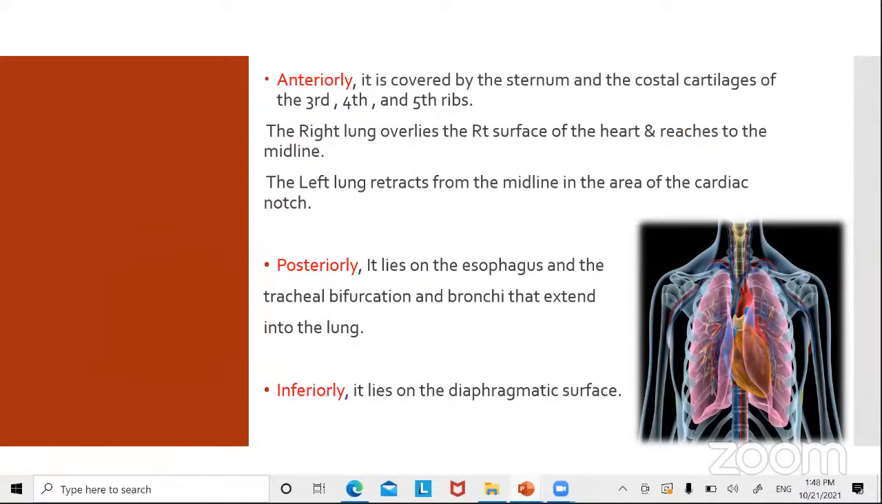Anteriorly, it is covered by the sternum and the costal cartilage of the third, fourth, and fifth ribs. The right lung overlies the right surface of the heart and reaches to the midline. The left lung retracts from the midline in the area of the cardiac notch. Posteriorly, it lies on the esophagus and the tracheal bifurcation, and inferiorly, it lies on the diaphragmatic surface.